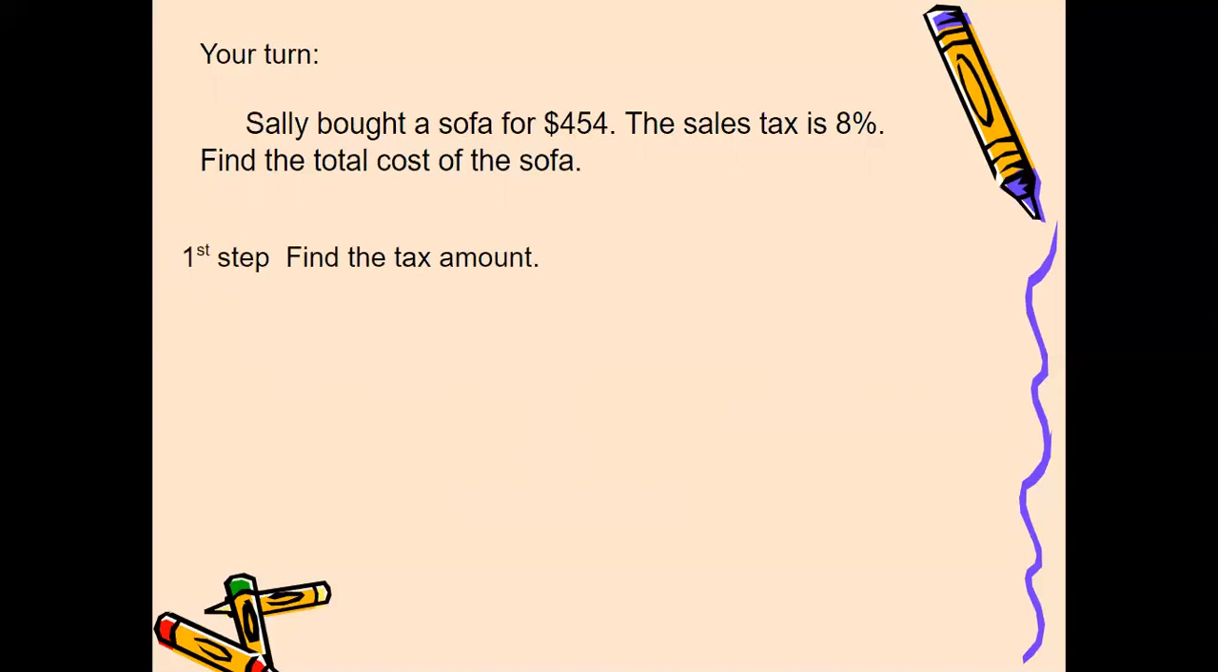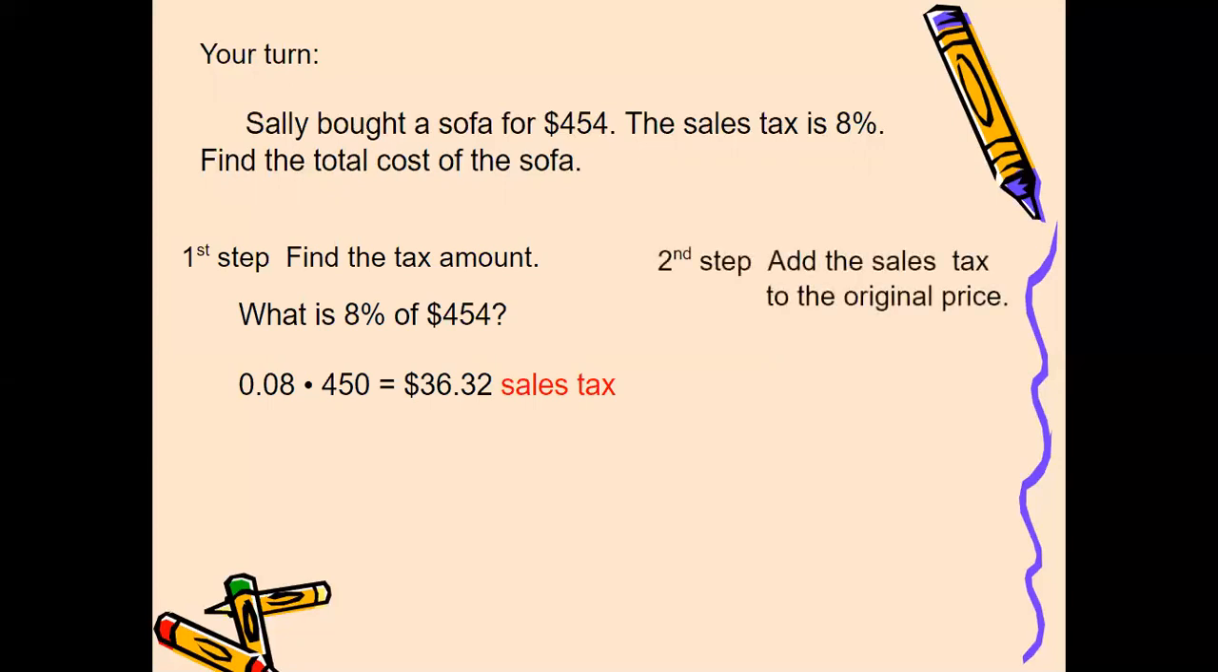But the first step is I need to find the tax amount. So what is 8% of $454? Well, to figure that out, I need to convert 8% into a decimal. So if I put a decimal at the end of the 8 and then I move it over 2 times to the left, that's going to give me 0.08. Multiply that by 454, that's going to give me $36.32 as the amount of the sales tax.